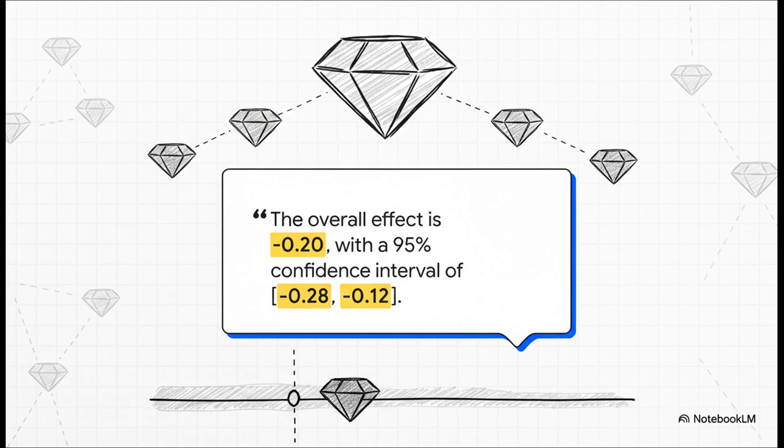After accounting for all that variation and disagreement, the analysis finds a statistically significant effect. And we know that because the confidence interval, that range from minus 0.28 to minus 0.12, is entirely to the left of that no effect line. We can be confident that overall, the evidence shows bicarbonate really does have a positive effect on gum health.